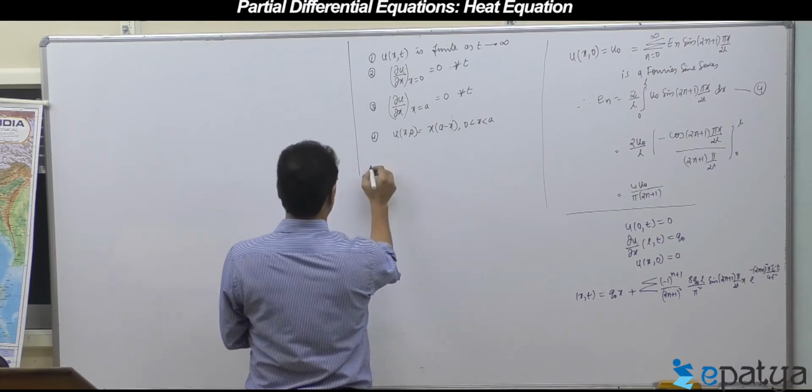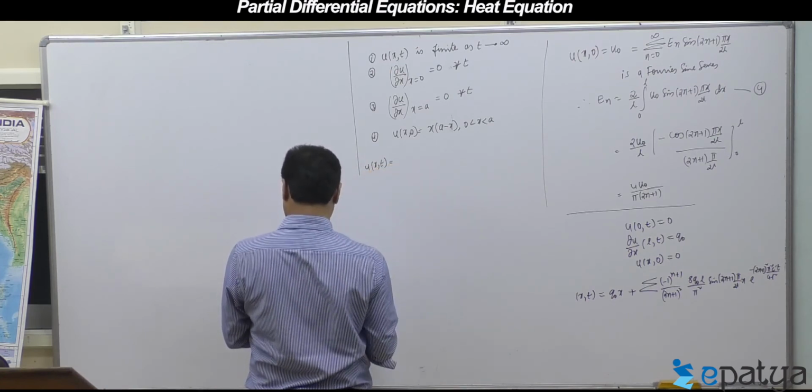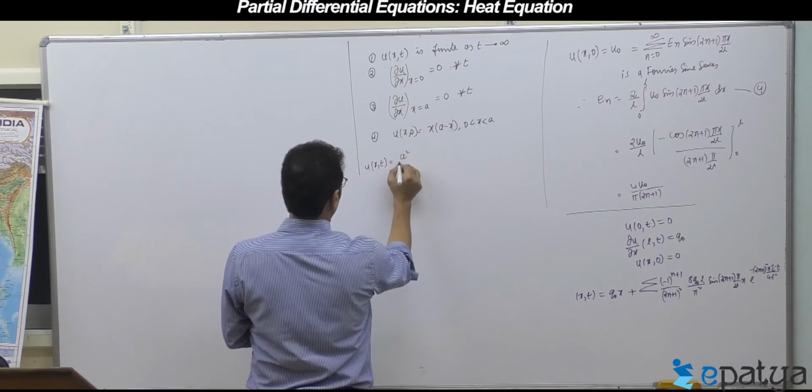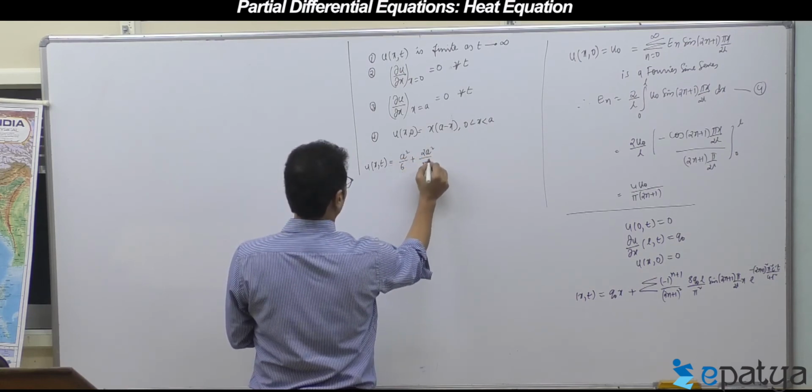Answer: u of x comma t equal to a square by 6 plus 2a square by pi square.